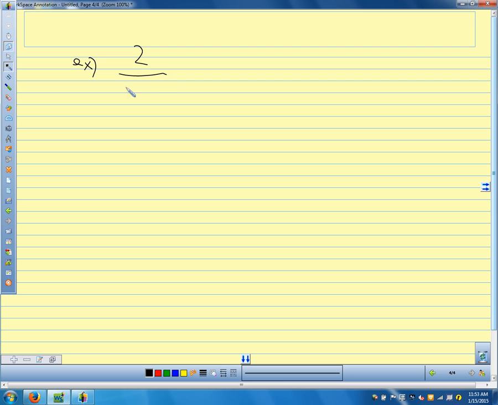So if I have 2 divided by 1 minus i, I'm going to multiply the numerator and denominator by the conjugate of the denominator. So I'm going to multiply by 1 plus i, and I'm going to write parentheses so I remember to distribute properly. And now we're going to simplify this.